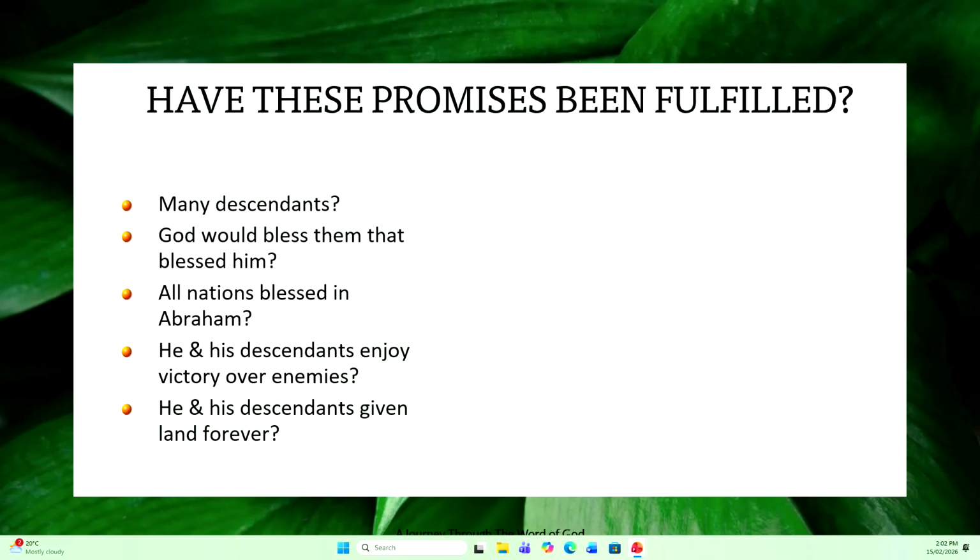Have all nations been blessed through Abraham? No. No, they haven't. We'll come back to that because that was one of the sections of the promise that we highlighted earlier. Abram's descendants were able to enjoy the victory over their enemies, yes, for a period of time, until their sinful ways meant that God turned his back on them for a moment in time. So yes and no.